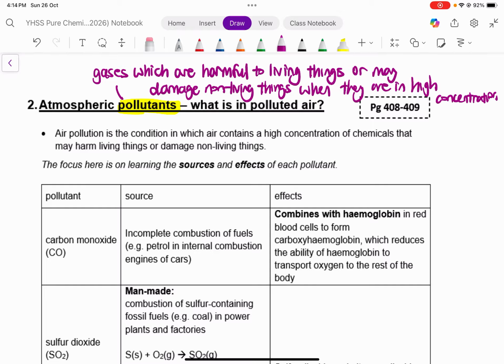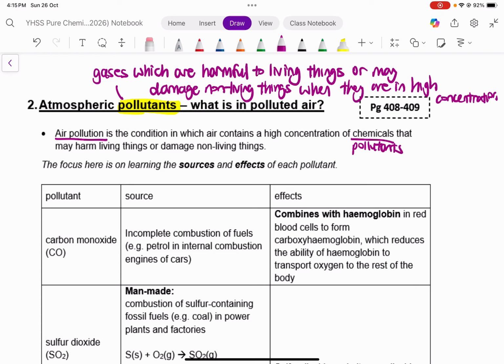So naturally we come to the word pollution. So what is air pollution? Air pollution is the condition in which the air contains a high concentration of these chemicals or pollutants that may harm living things or damage non-living things.